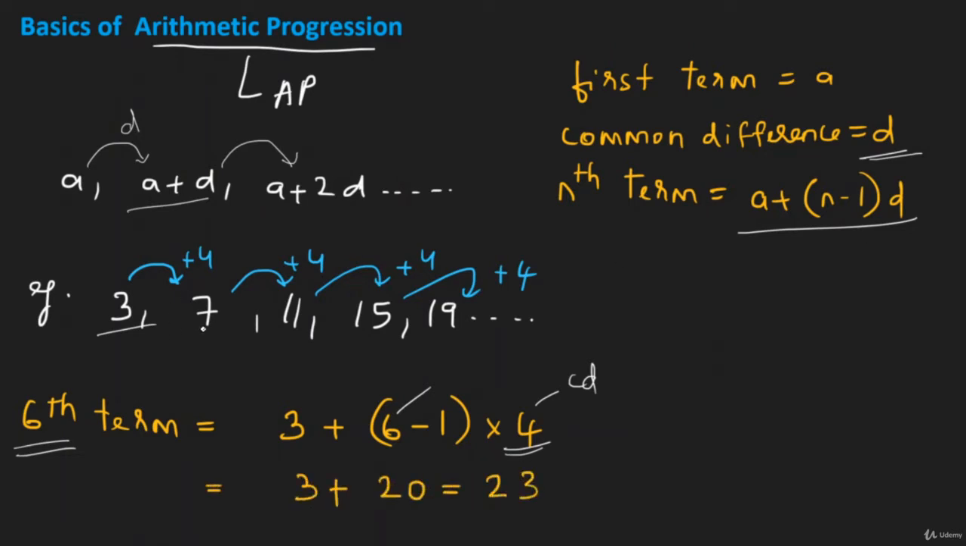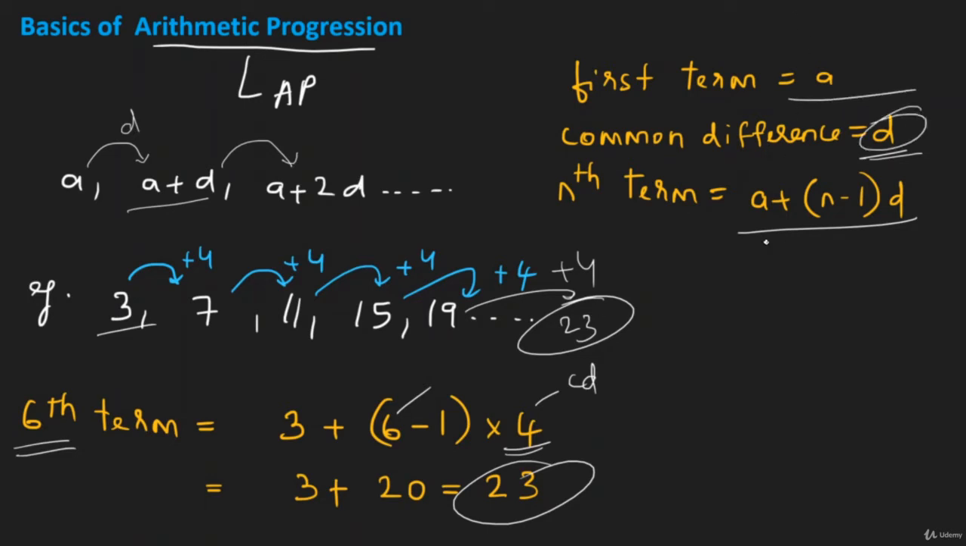And you can see we already have 5 terms. So the next term would be 19 plus 4, which is also 23, the same number that we obtained over here. Alright, so let's quickly revise. We have seen that the first term is a, the common difference is d, and the nth term is a plus (n minus 1) into d.